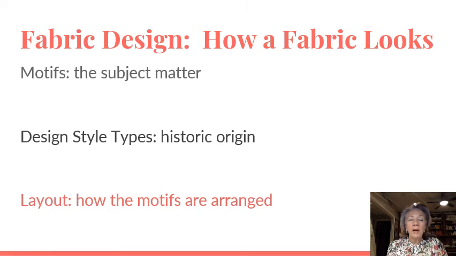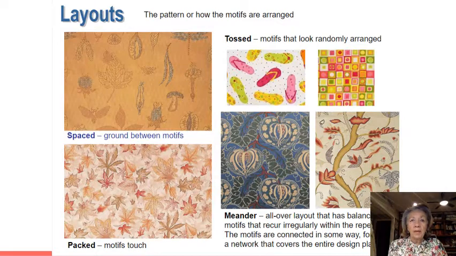So we'll now move on to the last section of fabric design, how a fabric looks. And that category is layout. How the motifs are arranged on the fabric would be the actual layout. This slide shows different layouts. The upper left one shows that they are spaced. There is background or ground between the motifs, so that's kind of a spaced layout.